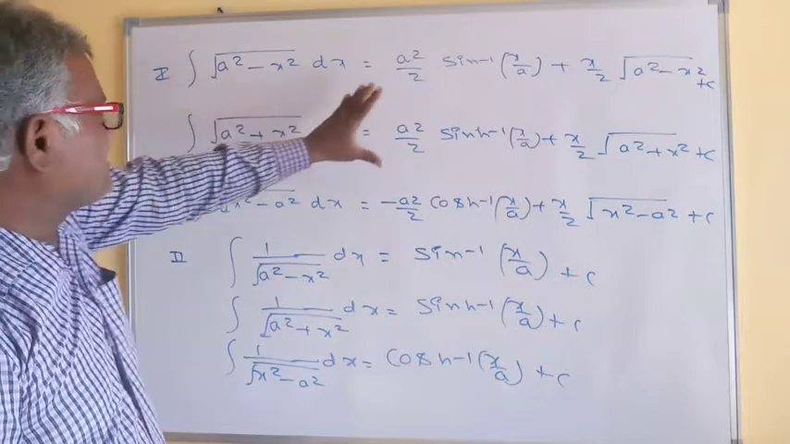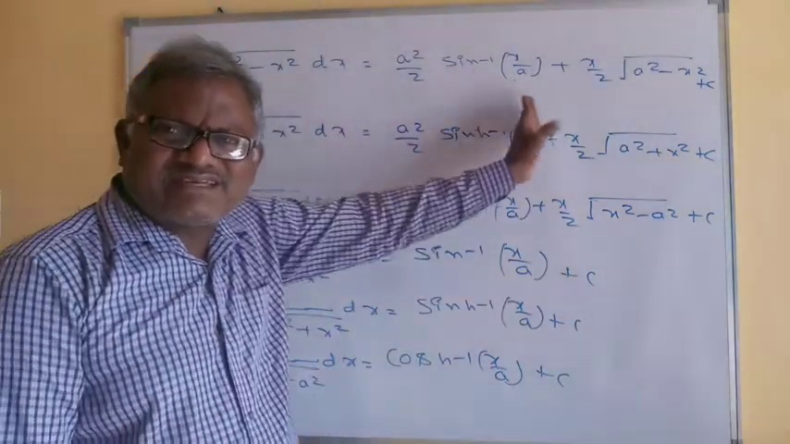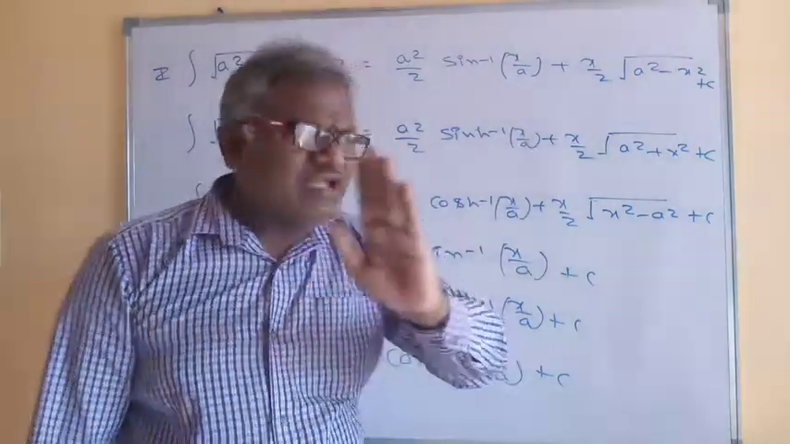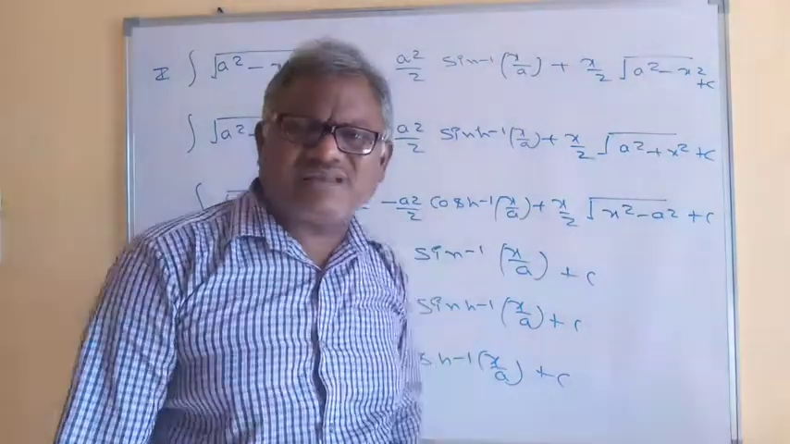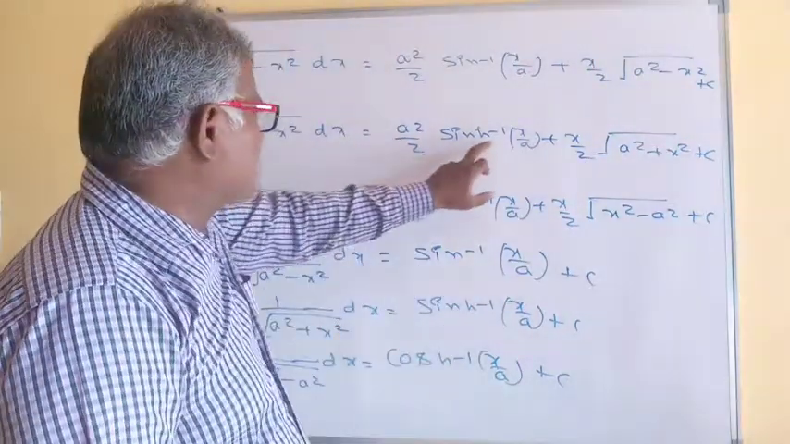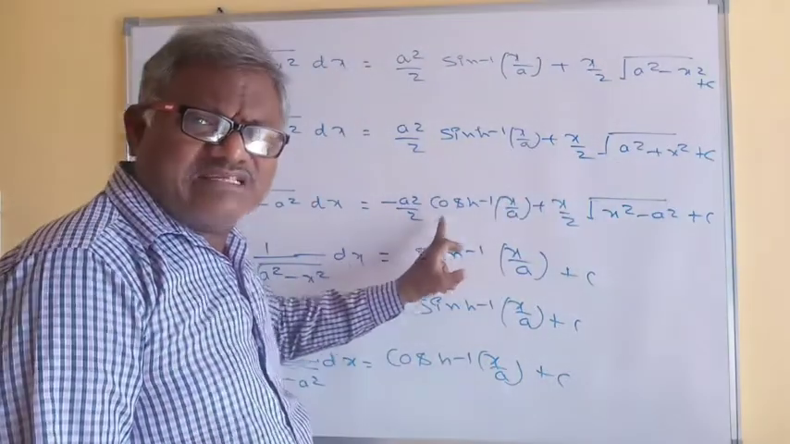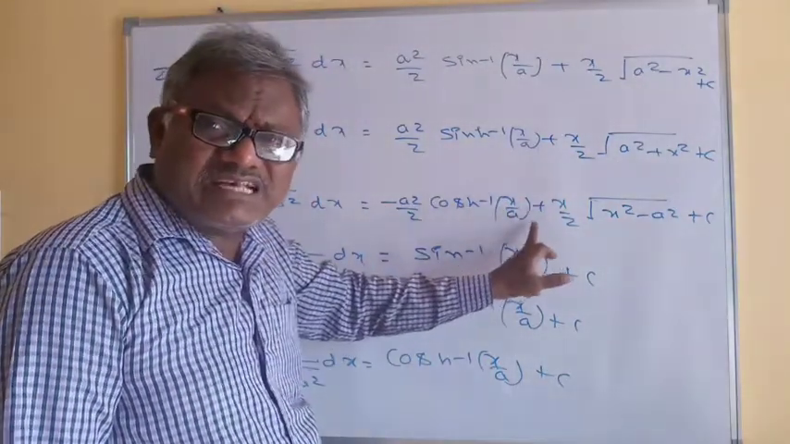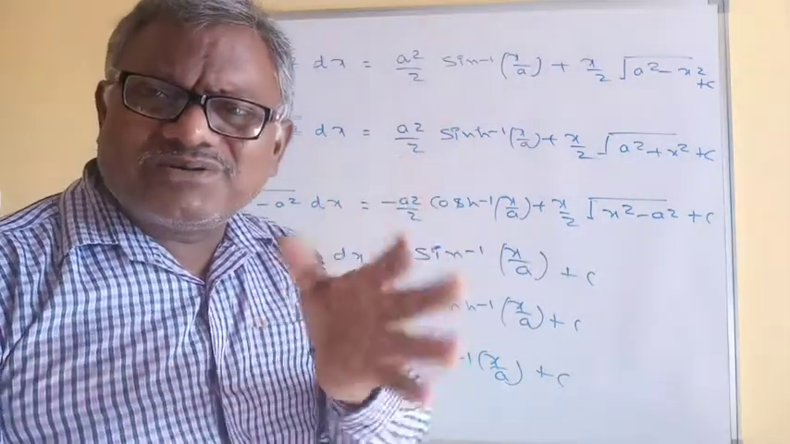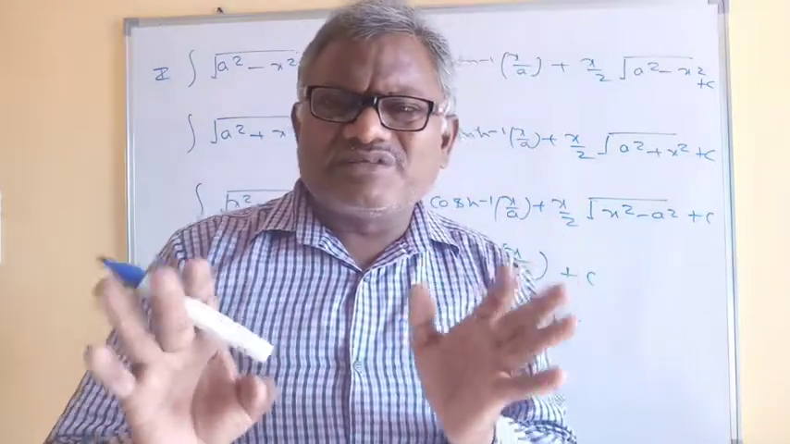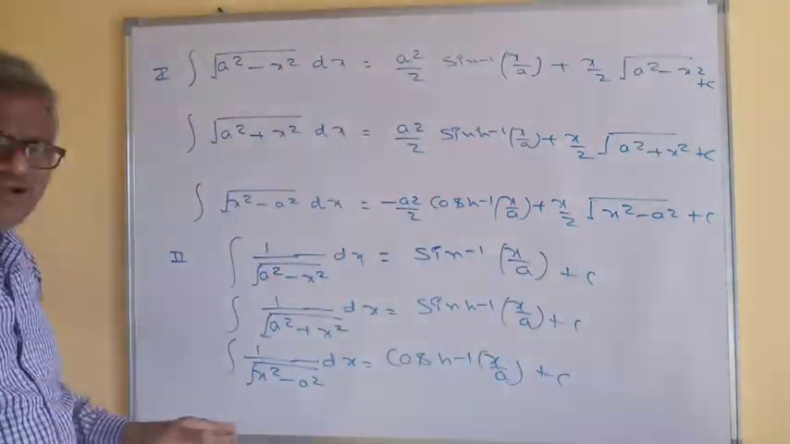Whereas in the numerator case, these are the sum of two terms. The first one: a square by 2 sin inverse x by a plus x by 2 root of a square minus x square. Here also a square by 2 sin h inverse x by a plus x by 2 root of a square plus x square. Here minus a square by 2 cos h inverse x by a plus x by 2 root of x square minus a square. So don't get confused about these three. These three are very important.